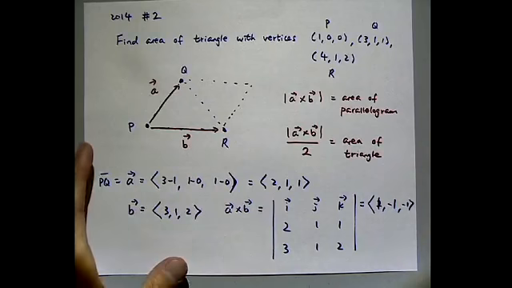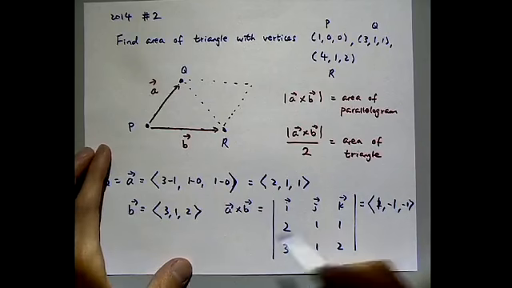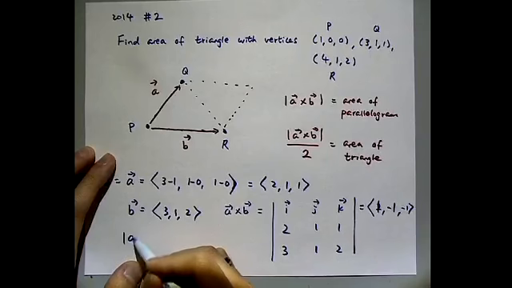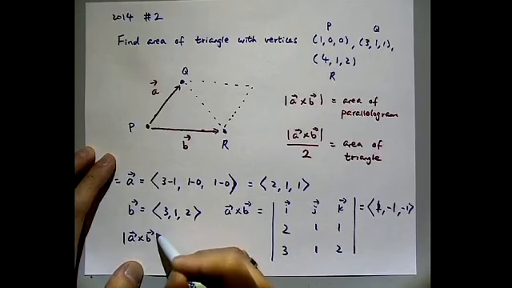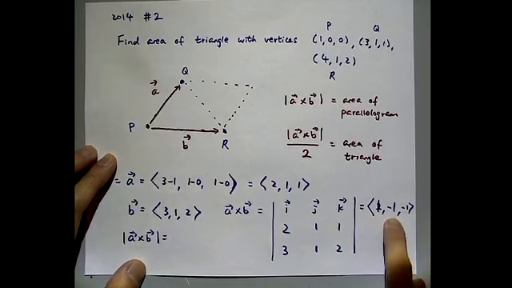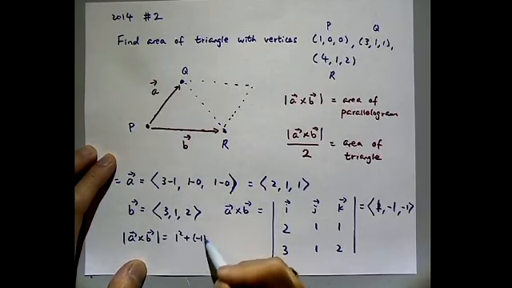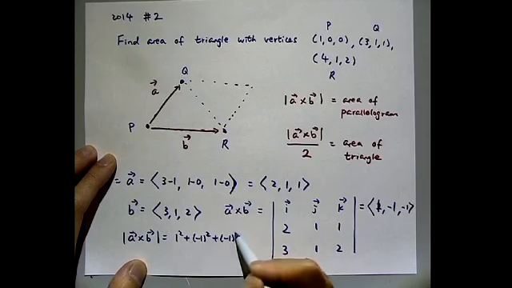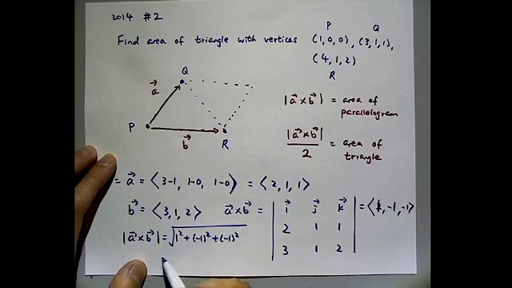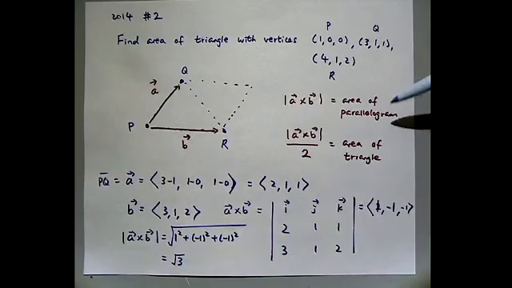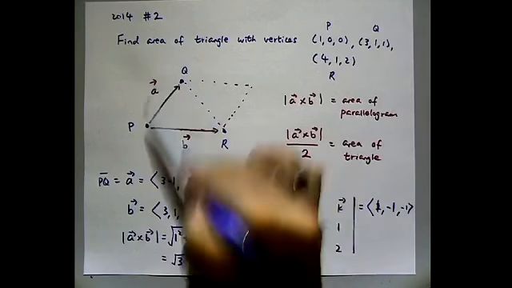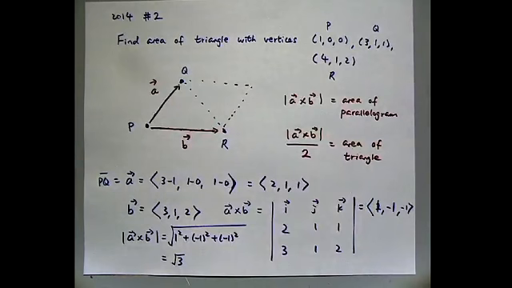So what's the magnitude? How do you find the magnitude? One squared plus minus 1 squared plus minus 1 squared, whole thing under a radical. That's radical 3, right? That gives me the parallelogram, but I want the triangle. So I got to divide this by 2 to get the area. Okay?